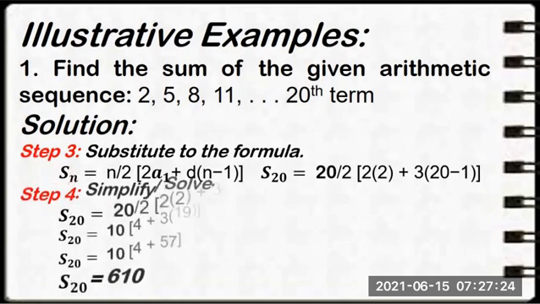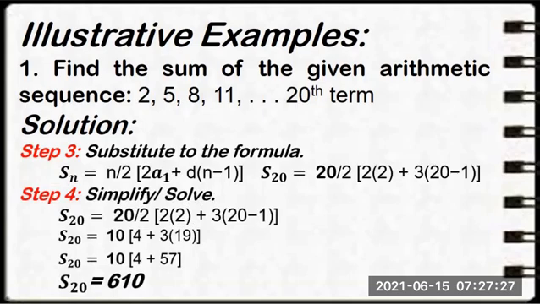And for our last step, or step number 4, we're going to simplify or solve our given equation. So start tayo dun sa yung division natin, yung 20 over 2, or 20 divided by 2, it will give us 10. Then yung nasa loob ng ating bracket, let's start with the parenthesis, yung 20 minus 1, it will give us 19. After noon, sa MDAS natin, kailangan unahin pa rin natin yung multiplication dun sa loob ng bracket. So 3 times 19 will give us 57. And our S sub 20, if we are going to continue, it will give us an answer of 610. So ibig sabihin, the sum of the 20 terms of the given sequence is 610.